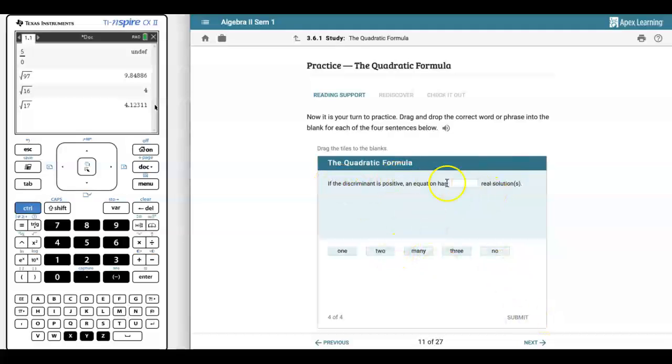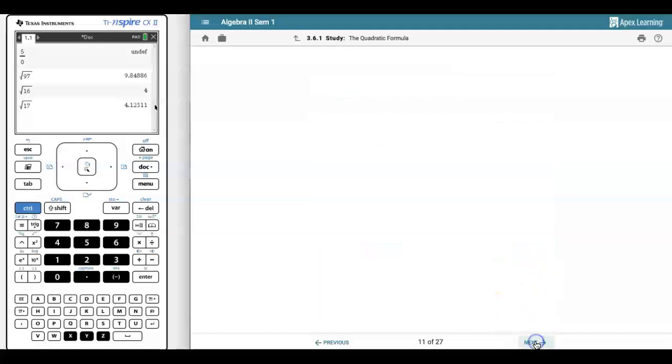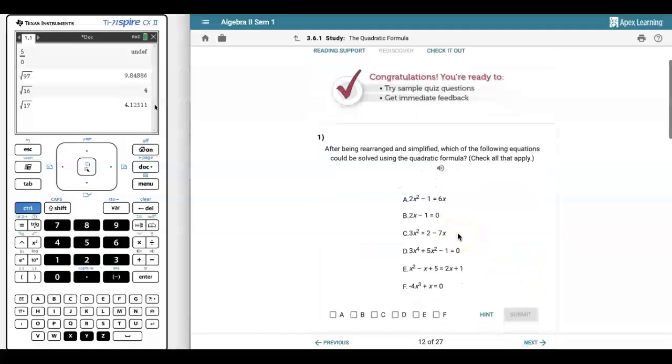And again, if the discriminant is positive, then it has two real solutions. All right, and again, that's having that study sheet next to you. That's going to be really, really helpful with this. All right, so again, these are some sample quiz questions. This is going to be like what you see on quiz number 1 here.